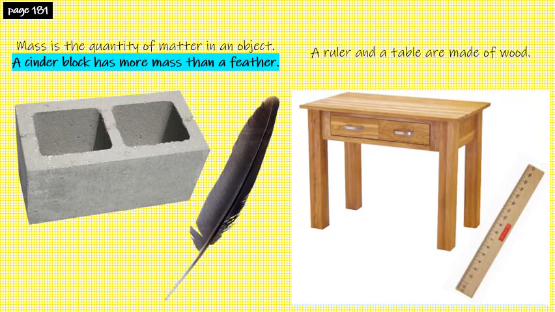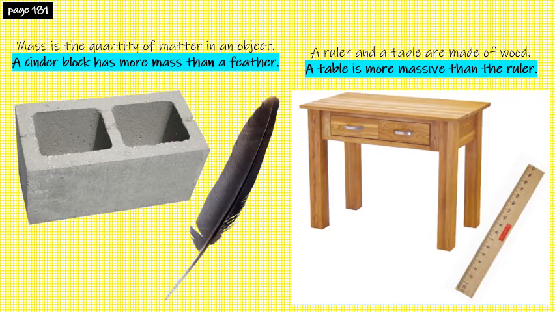What about the table and the ruler? Both are made of the same kind of matter. They are both made of wood. The table is made of wood and the ruler is also made of wood. But do they have the same mass? No, perfect. The table has more wood in it, so it has more mass. Perfect. A table has more mass than the ruler.